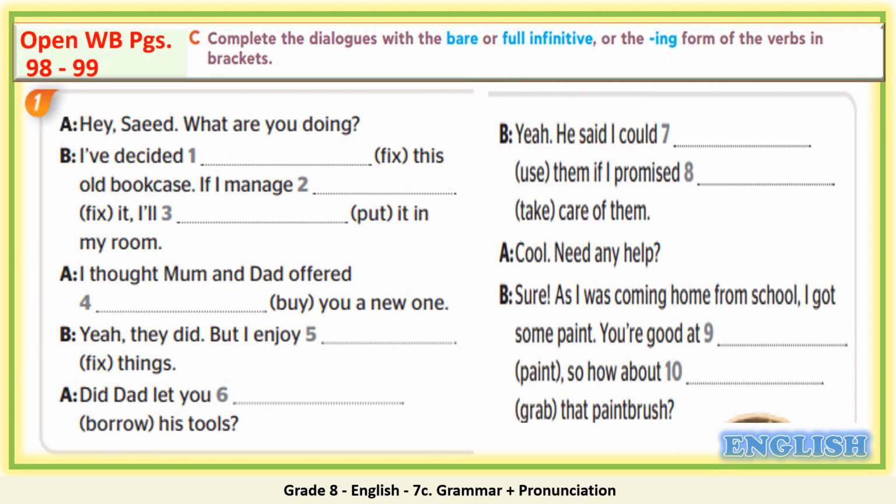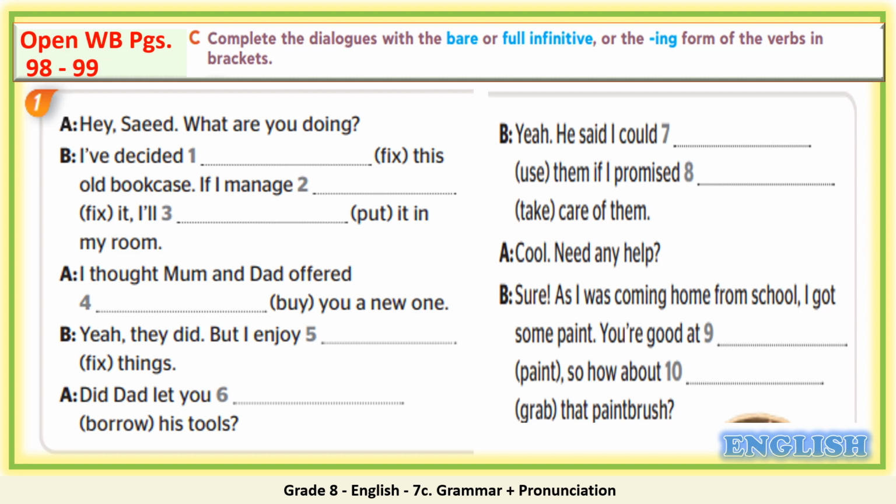Now open your workbook pages 98 and 99, exercise C. Complete the dialogues with the bare or full infinitive or the ing form of the verbs in brackets. Then check your answers with your teacher. Well, you can check your answers now.